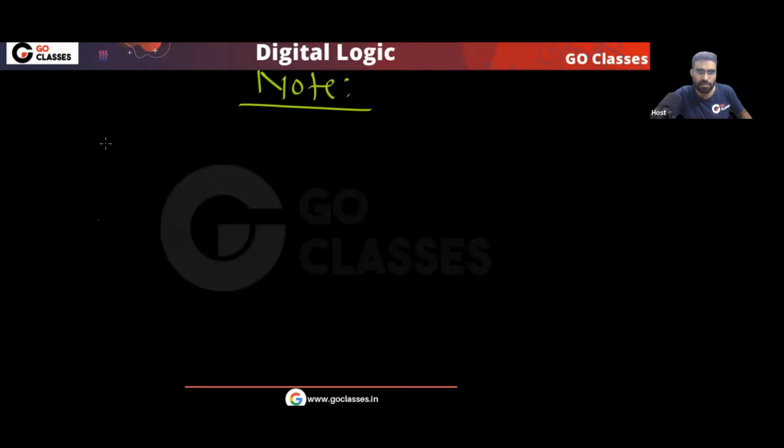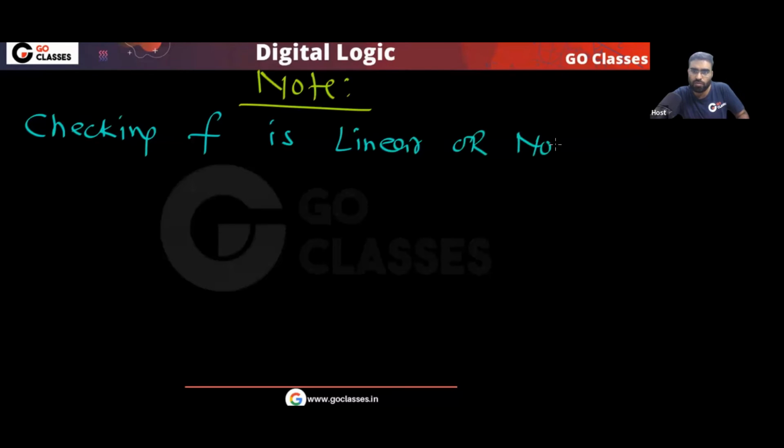Let me just tell you, checking if f is linear or not. So how to check if f is linear or not? The first point is minimize it. Is this clear? So first minimize f.